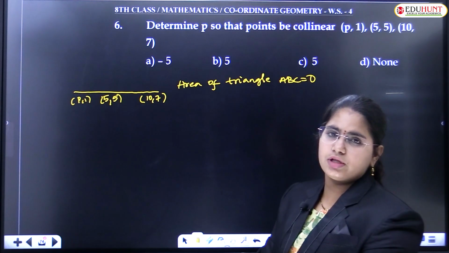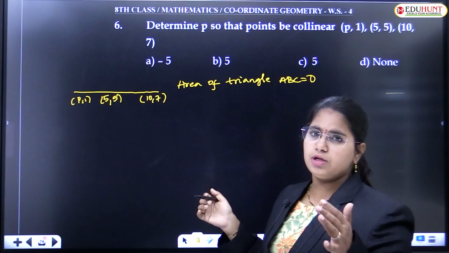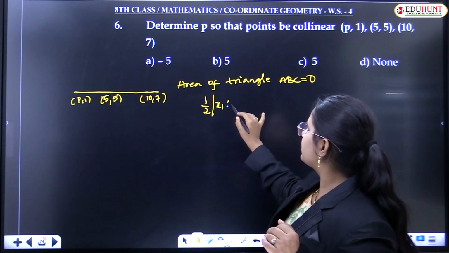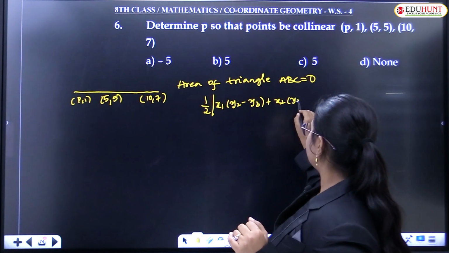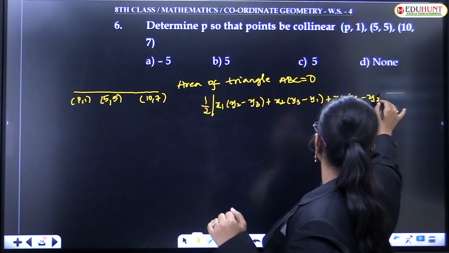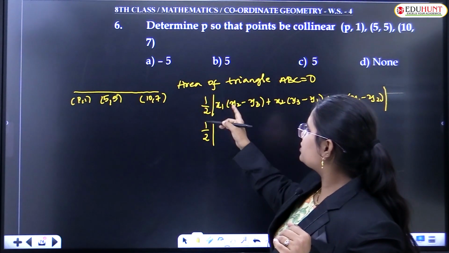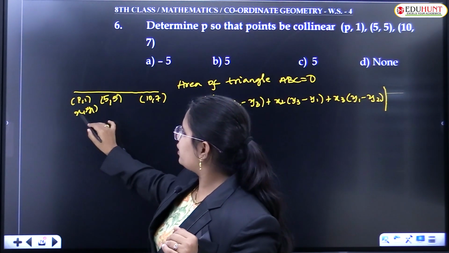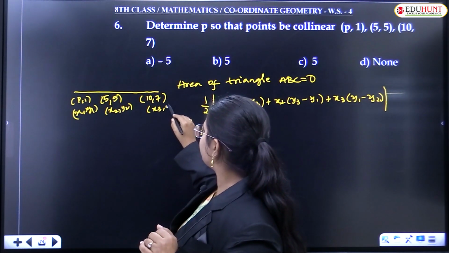So let's find out the area of triangle. You are very familiar with the area of triangle formula. What is the formula if you know the 3 vertices? It is half modulus of x1 into (y2 minus y3) plus x2 into (y3 minus y1) plus x3 into (y1 minus y2). This is the area of triangle formula, right? So let me name the 3 given points: x1, y1, this is x2, y2, this is x3, y3.